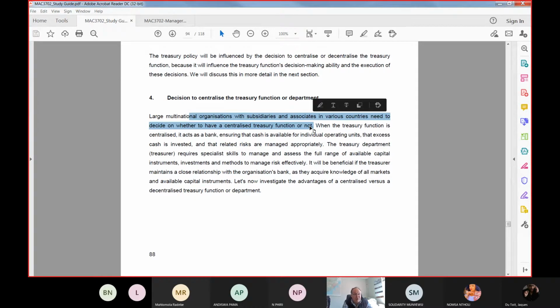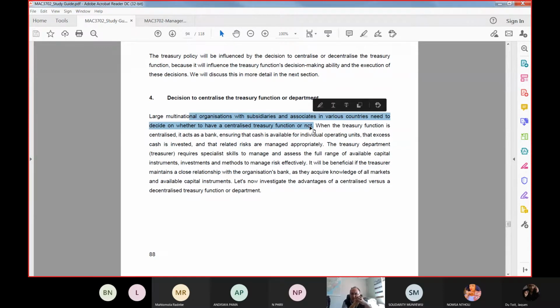Let's now investigate the advantages of centralizing versus decentralizing treasury. Before we go into that, look at what it says here. If you are running a business, centralized or non-centralized, the Treasury Department must have direct hands-on contact with the bank and the business itself that is being managed, because the two of them are actually related.